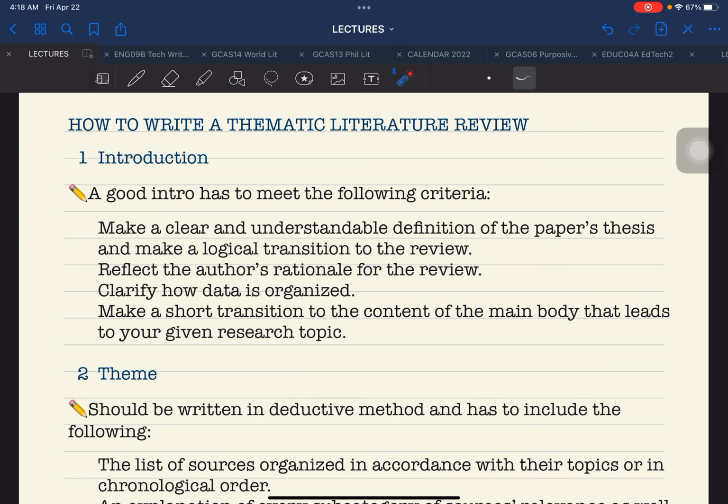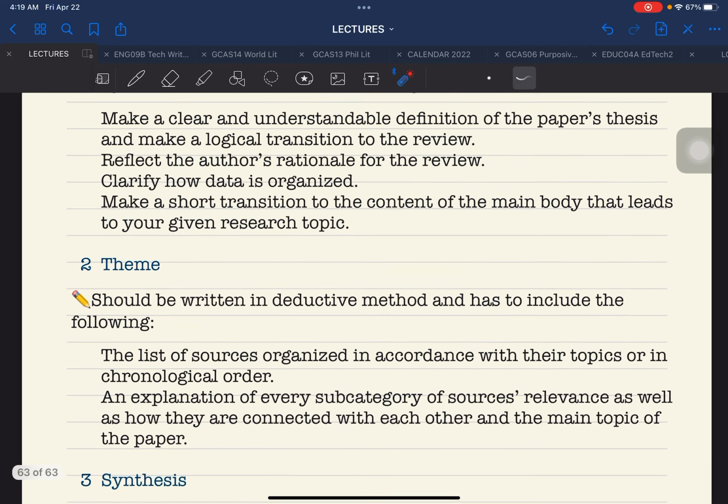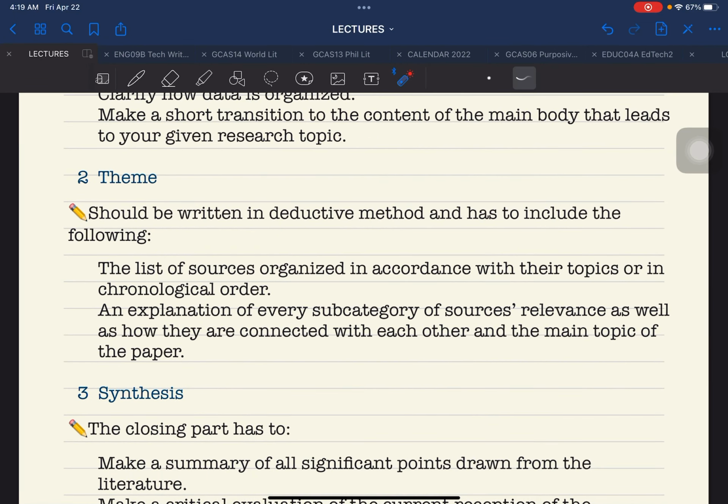Okay, the theme is already considered as the main body. So what do we mean by the theme? The theme should be written in deductive method. This is very significant. When you write the theme using this approach, it should be written in deductive method. Deductive method refers to or is illustrated as an inverted pyramid.